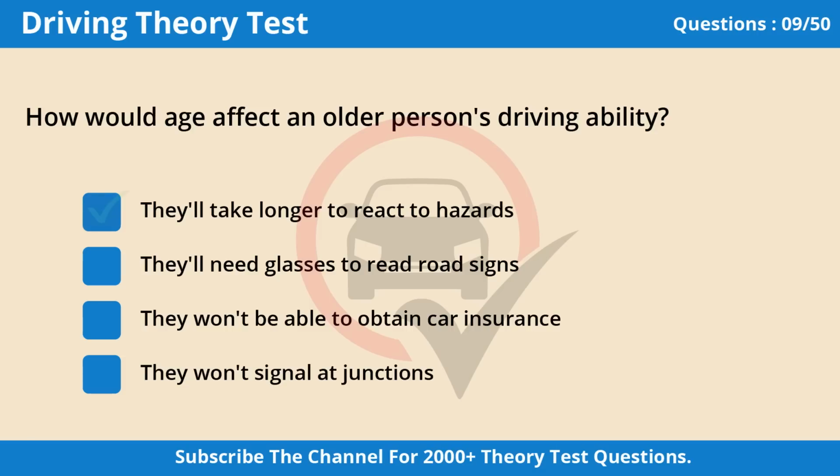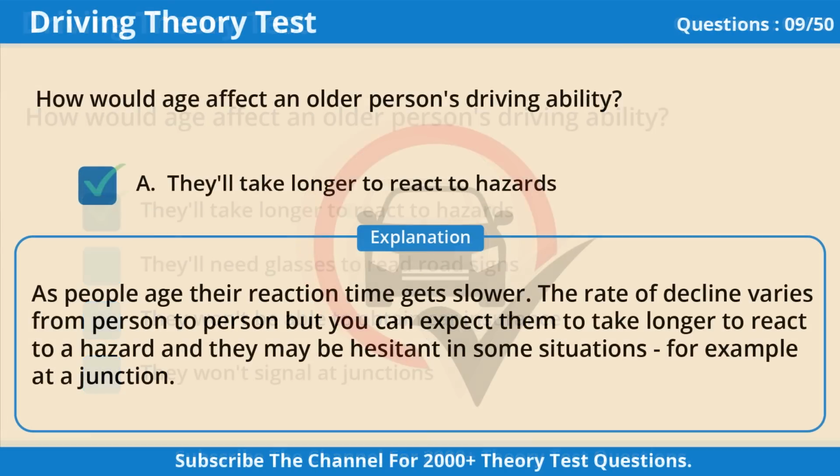A. They'll take longer to react to hazards. As people age, their reaction time gets slower. The rate of decline varies from person to person, but you can expect them to take longer to react to a hazard, and they may be hesitant in some situations, for example at a junction.